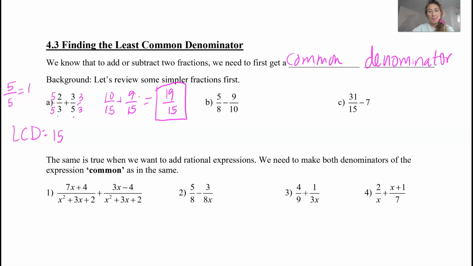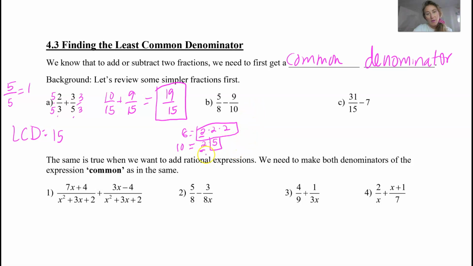19 is prime. So when I look at an example like B, 8 and 10, they both have the common factor of 2. One way you could do it is the prime factorization: 8 is 2 times 2 times 2, and 10 is equal to 2 times 5. So we need these 2's, and then we also need the 5. This 2 is going to count as that 2.